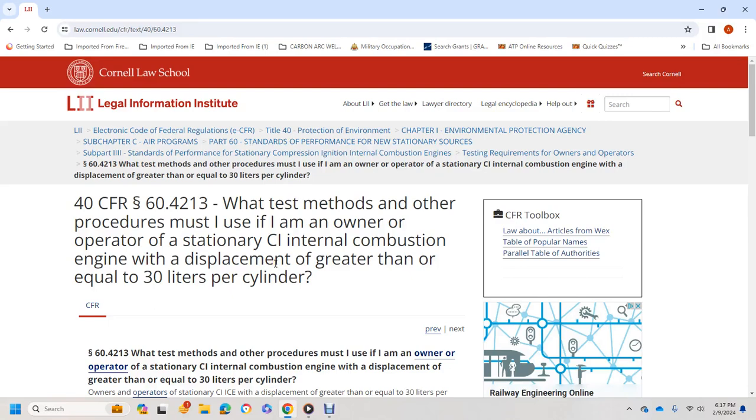Alright, Title 40, Part 60, 60.4213. What test method or other procedure must I use if I'm an owner or operator of a stationary compression ignition internal combustion engine with a displacement of greater than or equal to 30 liters per cylinder?